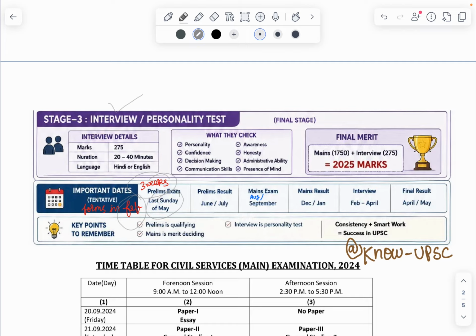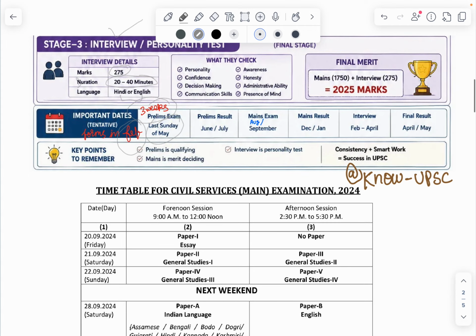Lastly, the third stage is the interview or personality test of 275 marks. The duration could be 40 to 45 minutes. Language you can choose Hindi or English or bilingual. Also the final merit list will be counted from your mains and interview, a total of 2025 marks. What do they check? They check your personality, confidence, decision making, communication skills, awareness, honesty, administrative ability, and presence of mind. Most important.